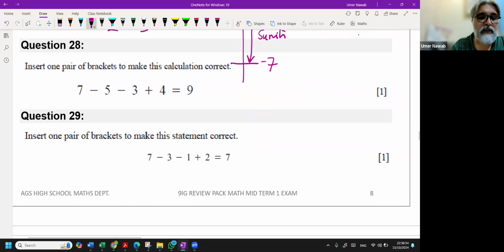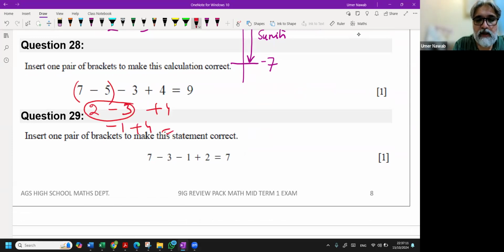Now I have to insert the bracket by using BIDMAS to make the left-hand side equal to the right-hand side. So now I can use different brackets. Suppose I write the bracket here, so 7 minus 5 is 2, 2 minus 3 plus 4, 2 minus 3 is -1 plus 4, and the final answer comes to 3, which is not equal to 9. So this bracket is wrong, so I have to use parentheses at some other place.